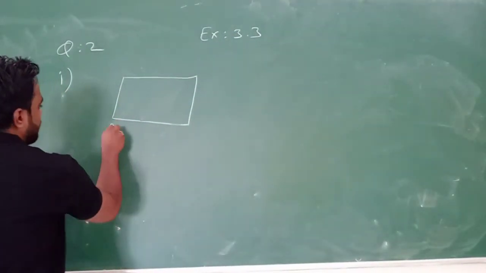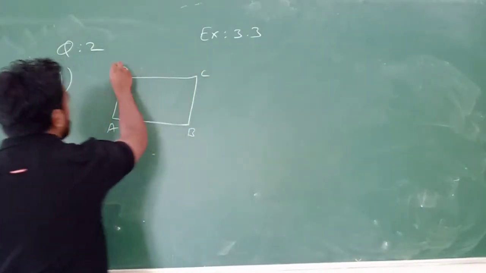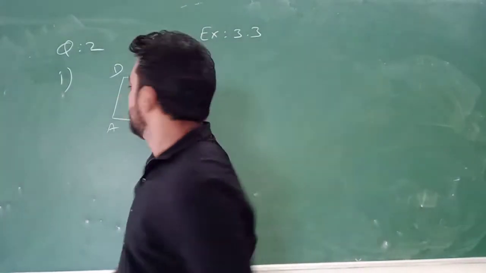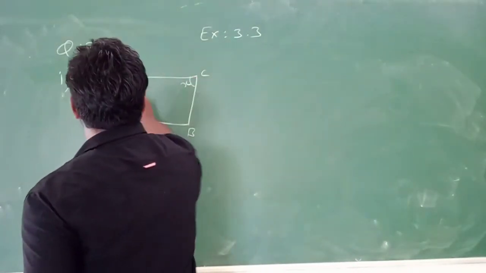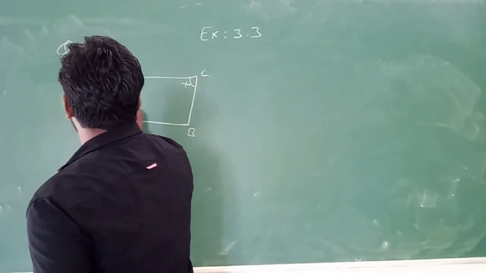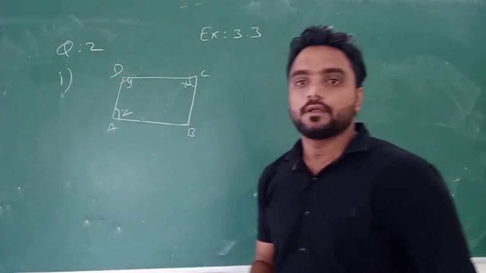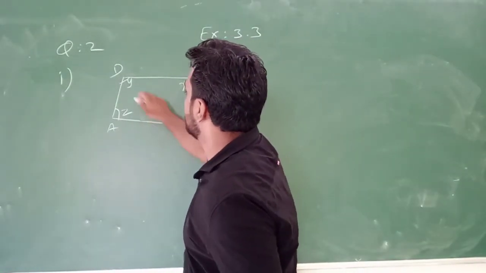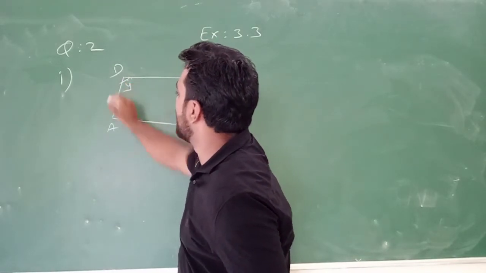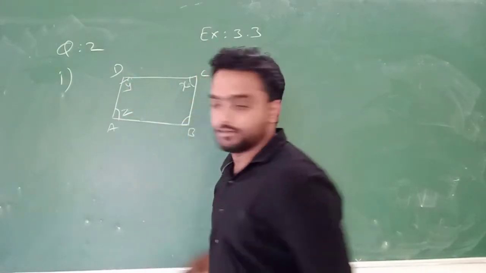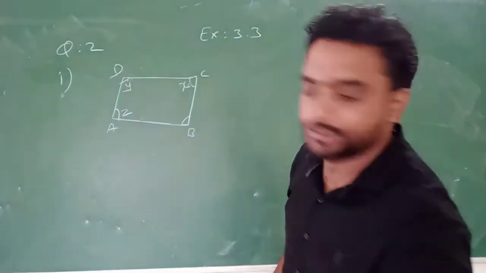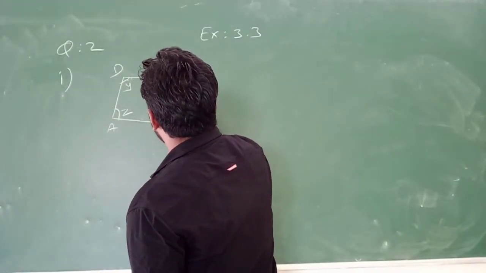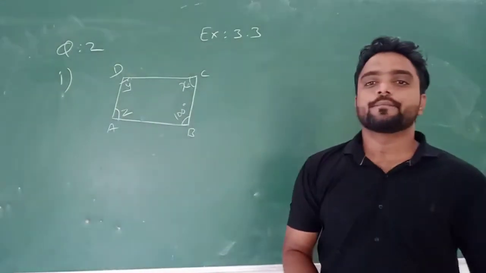A, B, C, and D. Okay, and the measures of the angles given to you are x, y, z. Okay, easily दिख रहा है आपको? This is x, this is y, and this is z. And this angle given to you is how much? 100. Okay, so बहुत ही easy है.